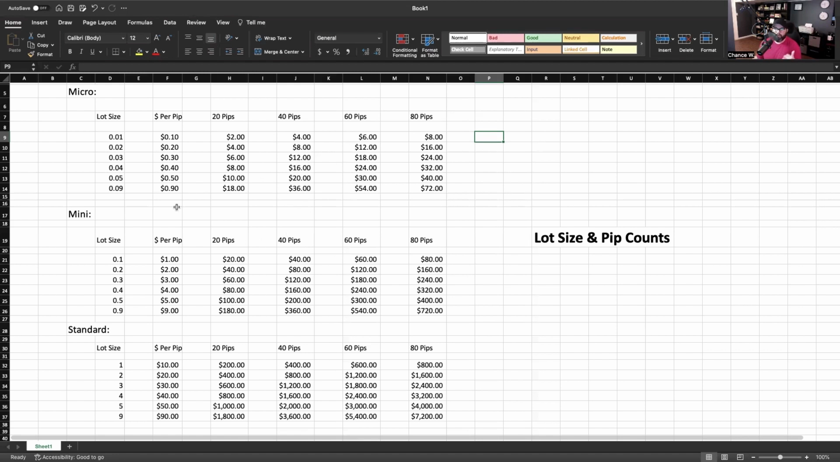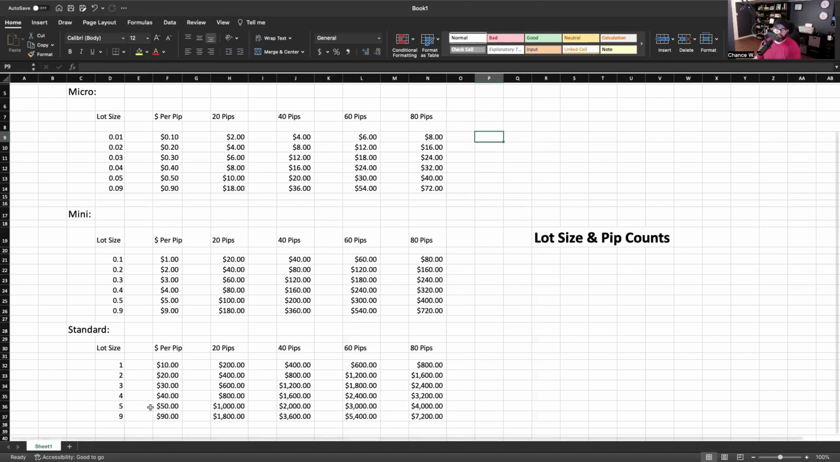And if you've got anything more than 10,000, like 25,000, then maybe you're going to be taking mini lots, right? So mini lots are 0.1, 0.2, anything up to 0.9 is considered a mini lot. And anything over is going to be a standard lot size, and that's 1, 2, 3, 4, 5, all the way up to infinite, right?